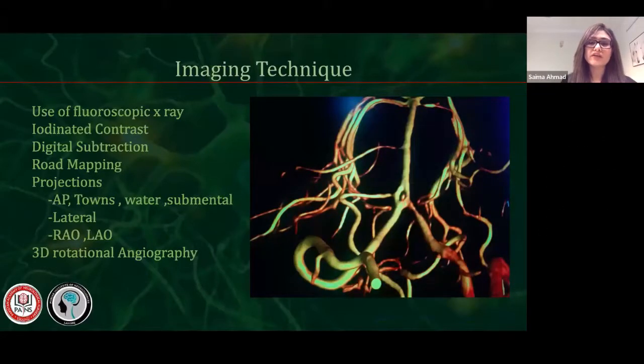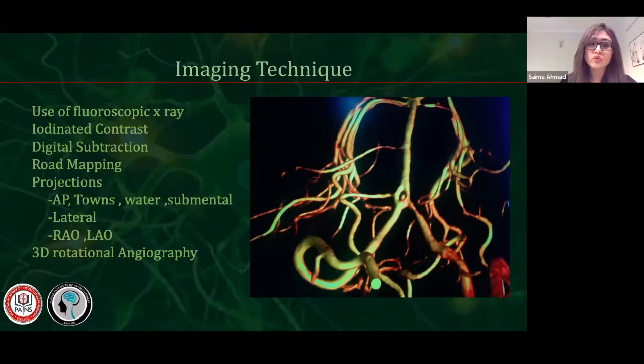So before I start my formal lecture, a quick review of the imaging technique which we are using these days. We use fluoroscopic X-ray, which is the energy source of these angiographic views. And then we use iodinated contrast material, which has the ability to detect the flow of movements within the vascular system. Then we use digital subtraction. We take a still shot, and with the help of the computer, you do the subtraction pixel by pixel. And by the end of the day, you get the digital subtraction image.